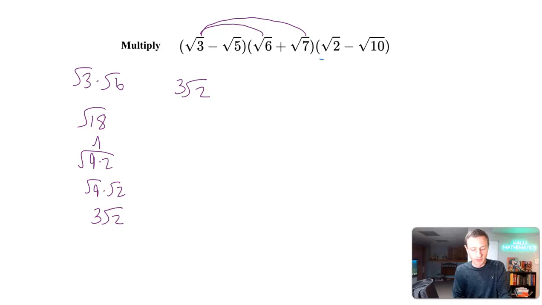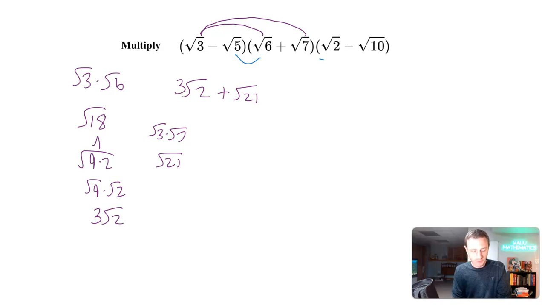Then we have square root of 3 times the square root of 7, and I'll do that here. I'll probably erase all this once I'm finished. So square root of 3 times the square root of 7 is the square root of 3 times 7, which is 21. Nothing happens there, so we just leave it as the square root of 21. So that's going to be plus square root of 21.